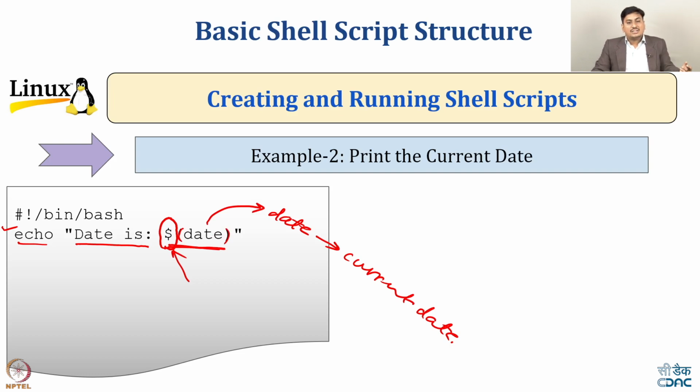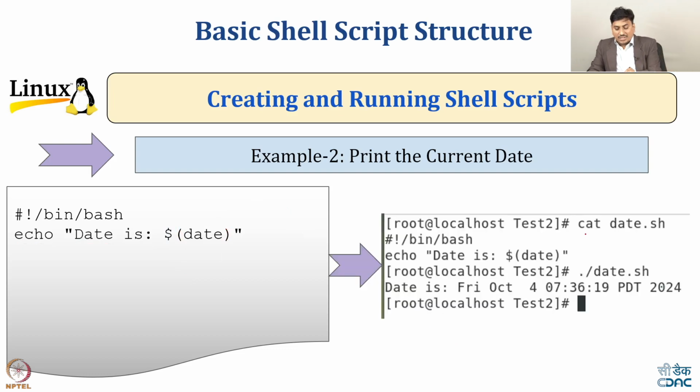There are different use cases of this dollar sign. We will try to see those different use cases as we proceed further. As of now we just need to understand that when this script executes, it prints the date. Just take an example. If I want to execute the same script, just create the file with the name date.sh, and you can see this is the content of that file, and when I execute this file, I get the output like this.